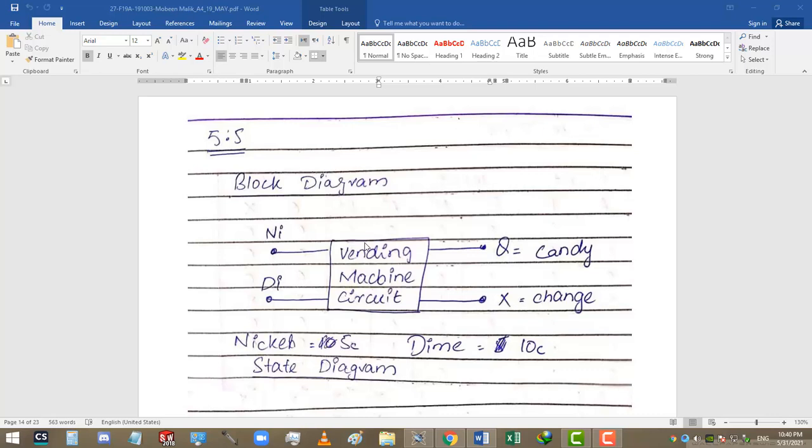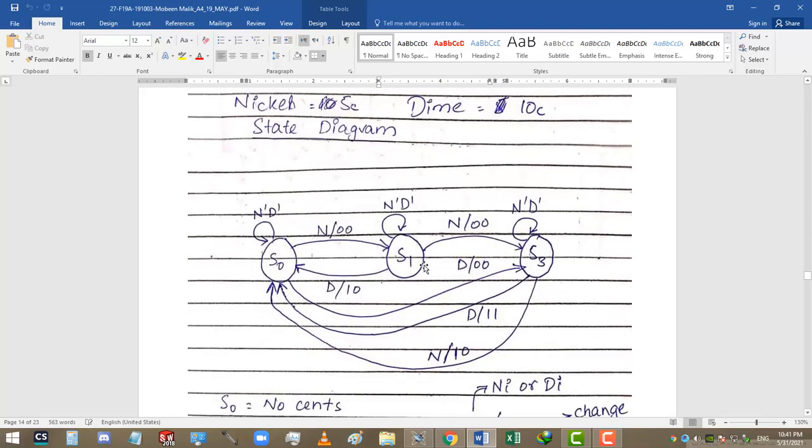So this is the block diagram, and another important part of this machine is that it accepts the input as nickels and dimes. A nickel is 5 cents and a dime is 10 cents, and the outputs are Q, represented by candy, and X, which represents the change.